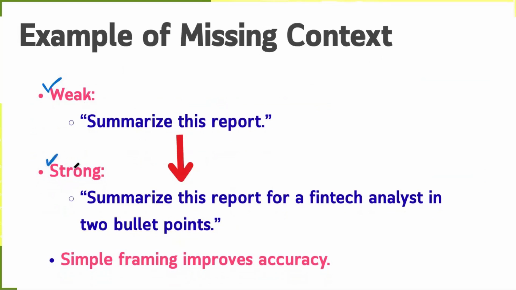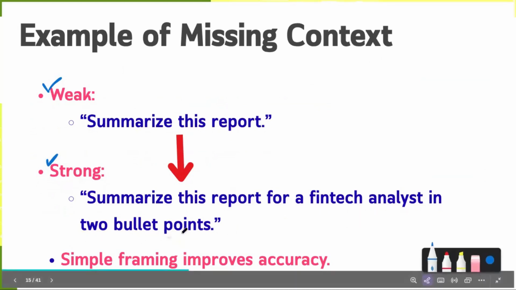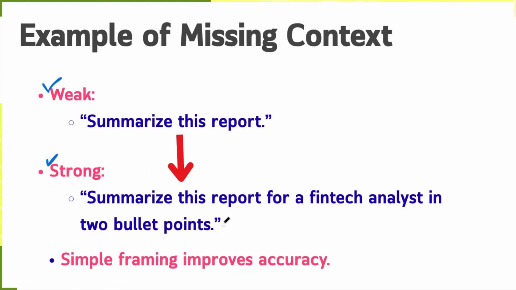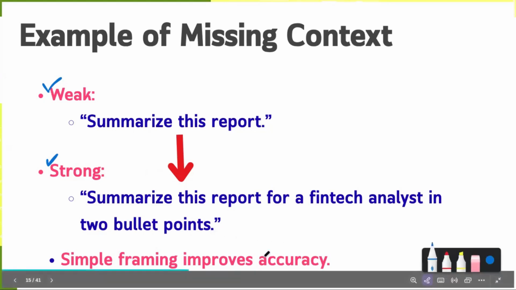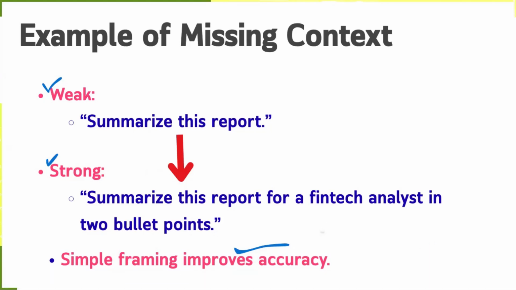A stronger prompt would say, "Summarize this report for a fintech analyst in 2 bullet points." Now the model has clear framing. It knows the audience, the style, and the format. This small amount of structure makes the response sharper and more useful. Therefore, simple framing improves accuracy. Even a short line of context can turn a generic answer into something that fits your actual needs.